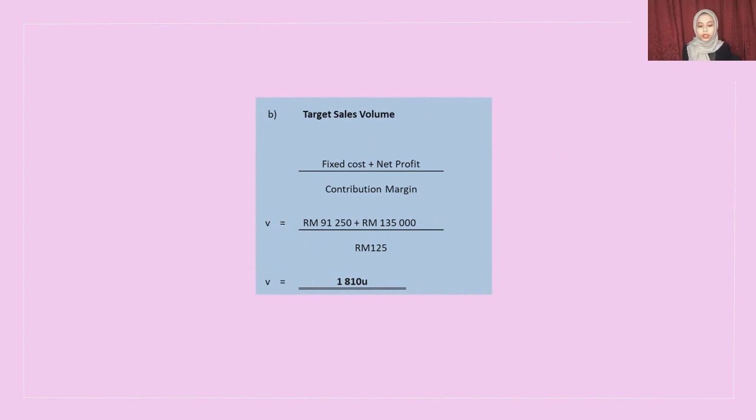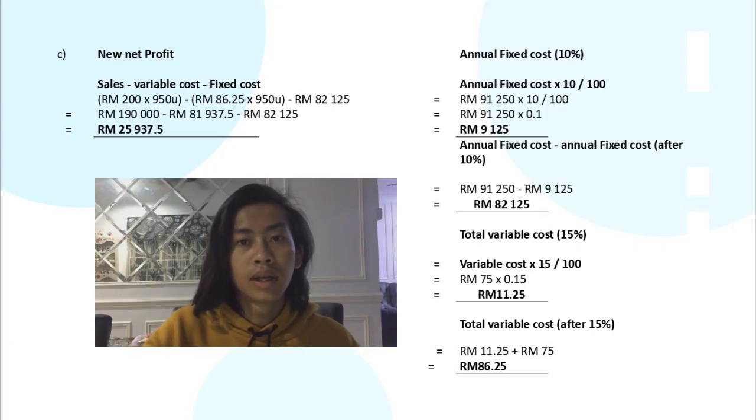Question B is the target sales volume. The formula for target sales volume is fixed cost plus the net profit, divided by the contribution margin. For the values, the fixed cost is 91,215 plus 135,000, divided by 125 ringgit, and the total we get is 1,810.